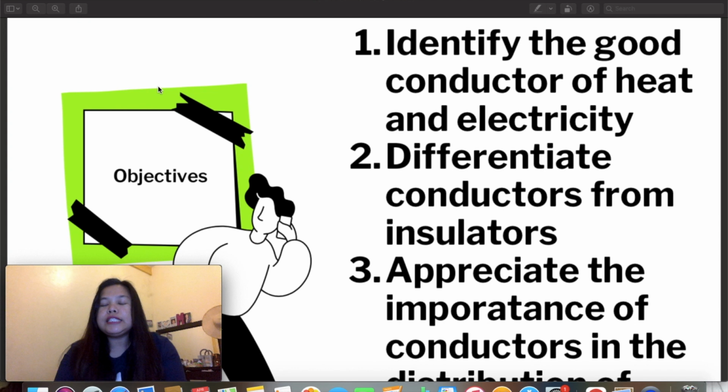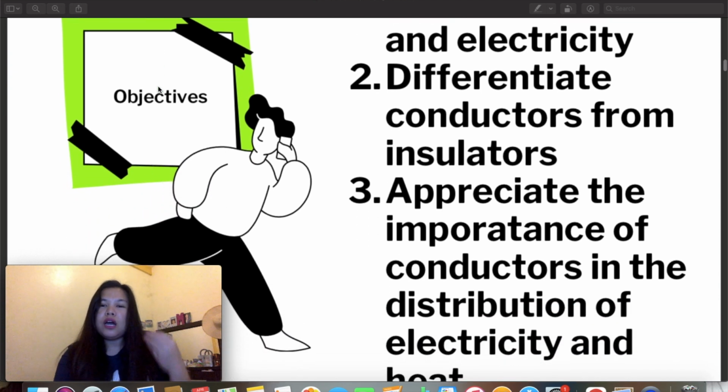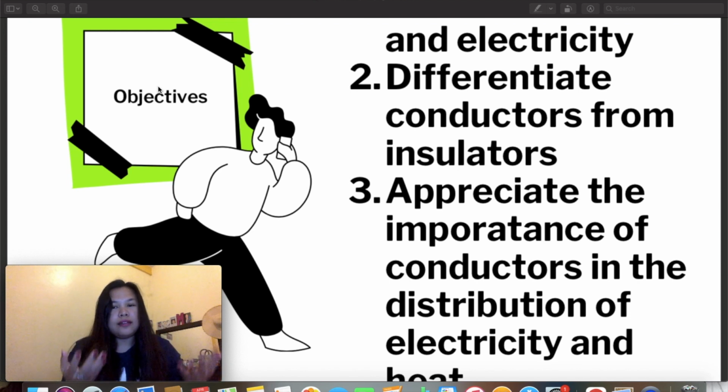So first objective, identify the good conductors of heat and electricity. So, kailangan natin malaman kung ano-ano po yung mga good conductor. And number 2, differentiate conductors from insulators. Kailangan natin i-compare at ano ang pinagkaiba ni conductors at saka ni insulator.